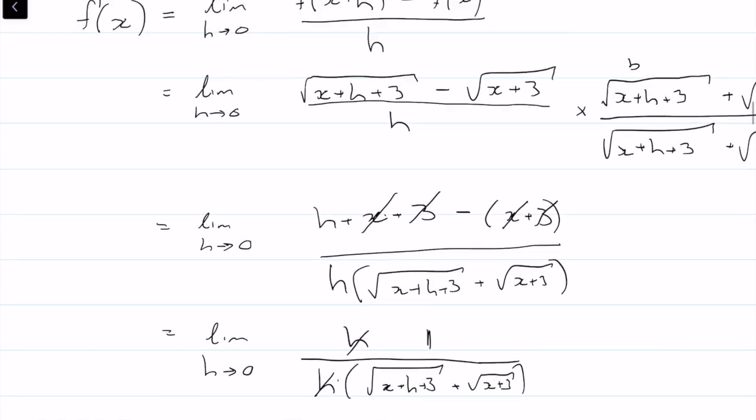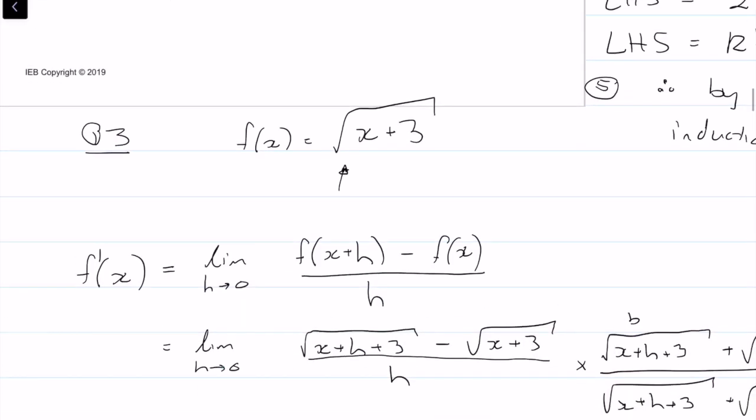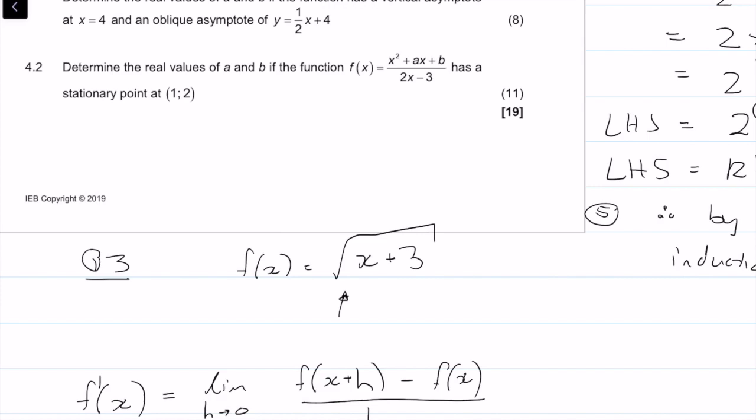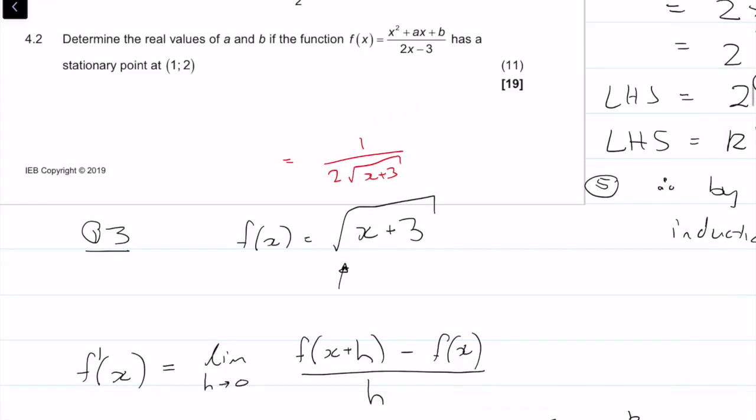Okay, so once you get to the final answer, a very good test is to just do this not by first principles. So to find the derivative, let's do it in a different color. So we say f dash of x. Okay, so we can say f of x is equal to x plus 3 to the half. Okay, now if we find the derivative, that's equal to a half by the chain rule times x plus 3 to the minus a half, which is equal to 1 over 2 times the square root of x plus 3, which is exactly what we got. Okay, so we can say that our analysis is correct.